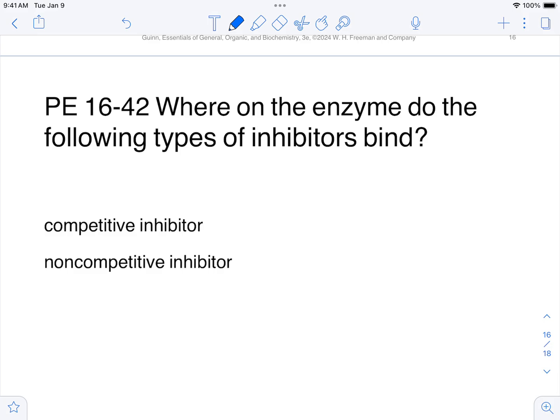So 2 questions here, just going over these two. Where on the enzyme do the following types of inhibitors bind? Your competitive inhibitor is competing again, so that is going to bind on the active site, that puzzle piece. And your non-competitive inhibitor will bind any other site, just not the active site.